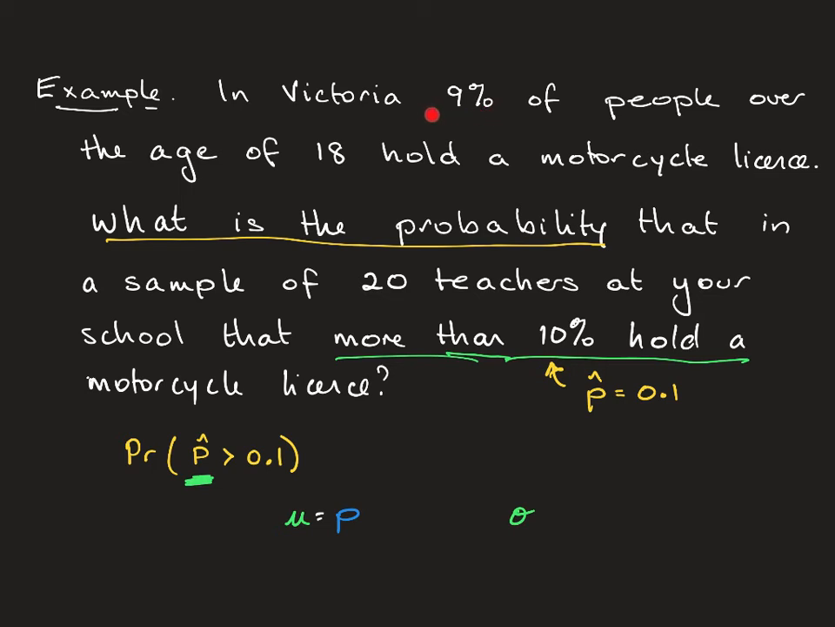In Victoria, 9% of people over the age of 18 hold a motorcycle licence. So our p value is 0.09.